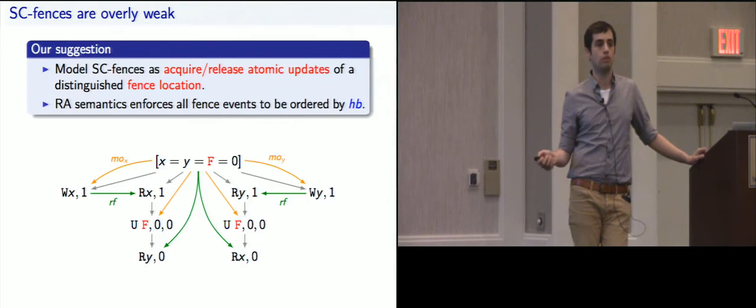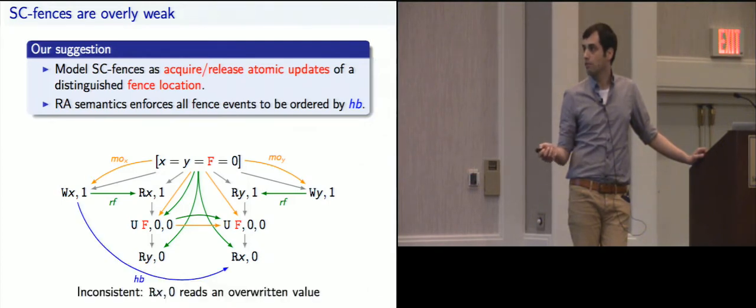And I need modification order between these two, because modification order should be a total order on all the writes, including updates, to the same location. So let's say I take modification order from left to right. Now the reads-from are dictated because I must read from the immediate predecessor. I will read from here, and here I read from here. But now I have this path from this write to this read that introduces happens-before. And now the execution is inconsistent because while doing this read, I am aware of this write, and I'm still reading the initial value.